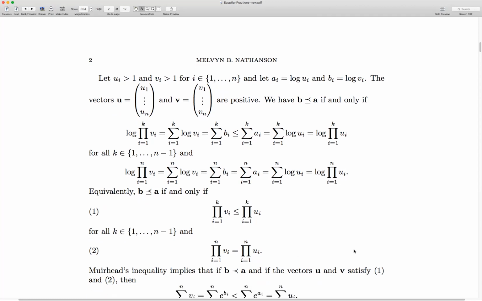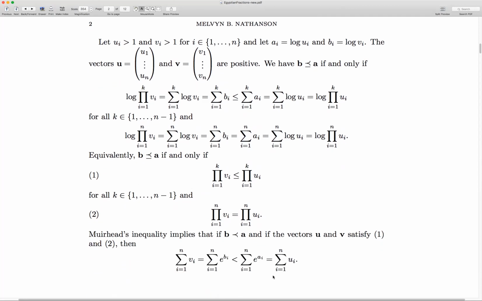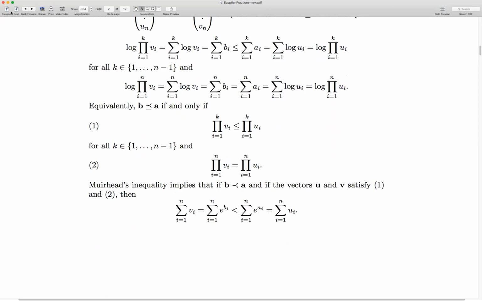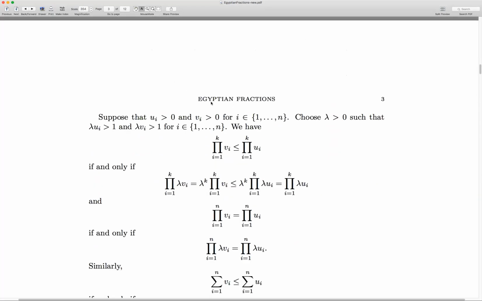So if A majorizes B, which means these multiplication conditions are satisfied, Muirhead's inequality says this sum is less than this sum, but the A's and the B's are the logs of U and V respectively. So you get some inequality about sums. So let me just write that all down. Oh, sorry. Let me do one more thing.